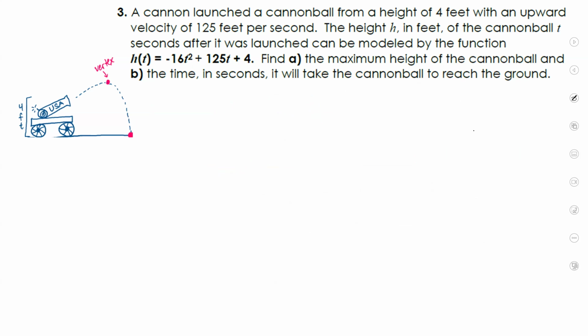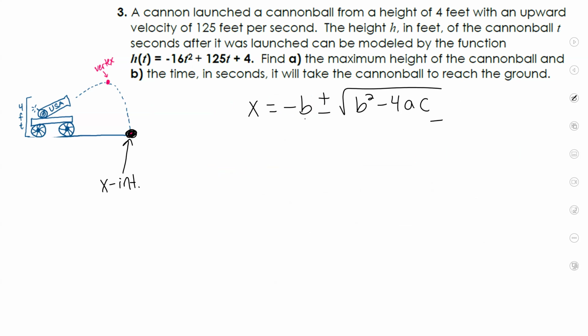I want to know when the ball is going to hit the ground. That means I'm looking for the x-intercept. Let's use the quadratic formula. The quadratic formula is x equals negative b plus or minus square root b squared minus 4ac all over 2a. So, guys, the a value is negative 16. The b value is 125. The c value is 4.